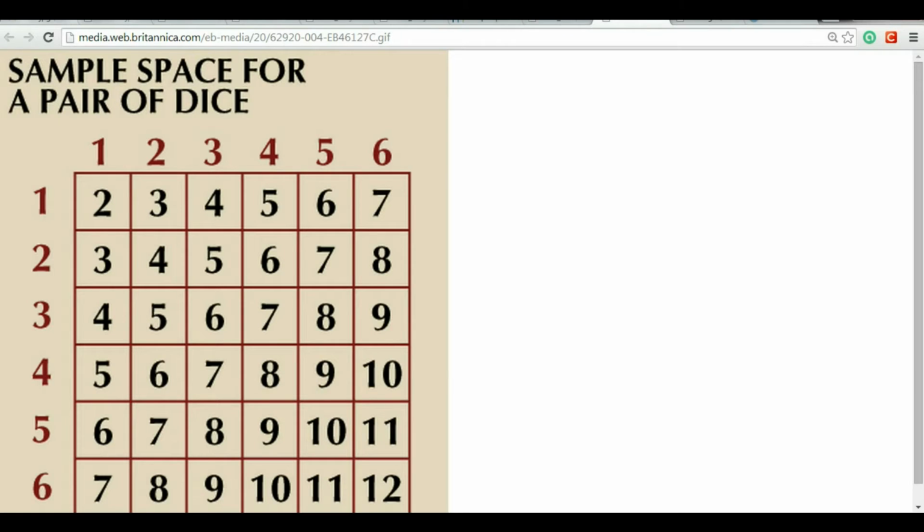Okay. Sample space for rolling 2 dice. So if you were to roll 2 dice and add them together, here's the sample space. So there are 36 outcomes.